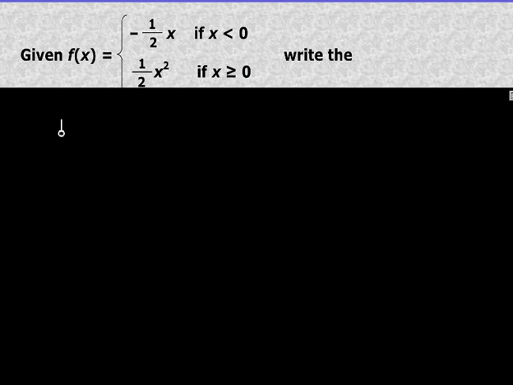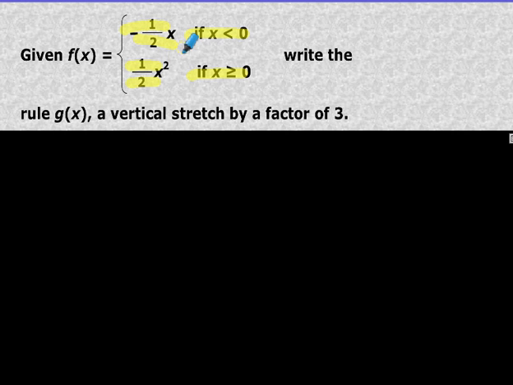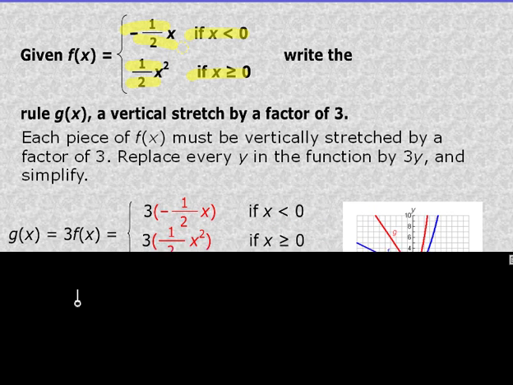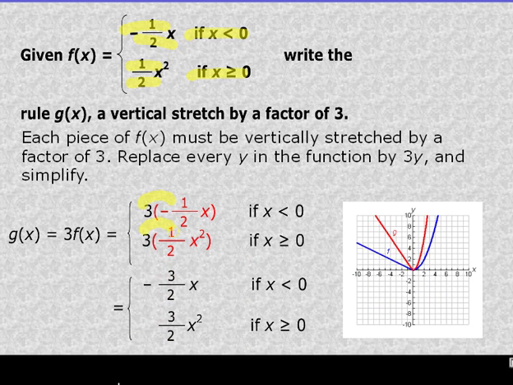All right, here's our first example. Here's a piecewise function. And it said write the rule for a vertical stretch of factor 3. So the good news is, since it's vertical, we don't have to make any changes to these. And we will multiply both of these equations or function rules by 3. And that's what happens here. Just distribute, and your final function rule looks like this with no changes to your intervals. And if you'd graphed it, you could see this is going to be kind of horizontally compressed but vertically stretched.